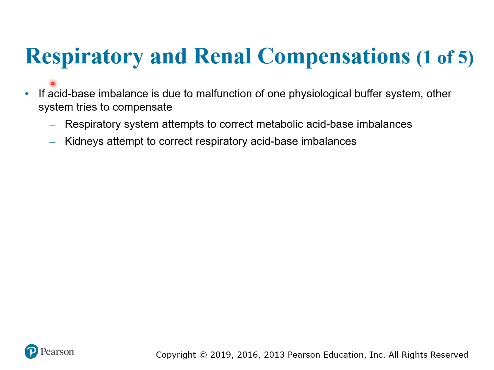Now there are two important systems. We have the respiratory system and then we have the renal system. They both compensate for each other. If an acid-base imbalance is due to malfunction of one physiological buffer system, the other system tries to compensate. The respiratory system attempts to correct the metabolic acid imbalances, and the kidneys attempt to correct the respiratory acid imbalances.